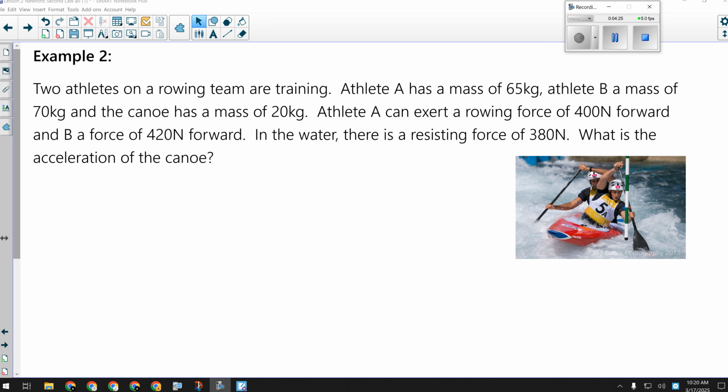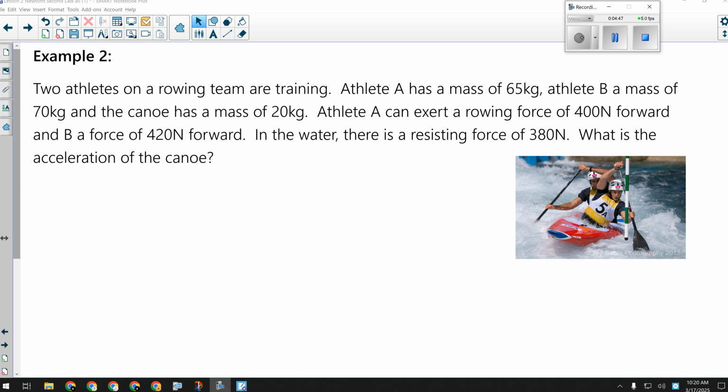So 2 athletes on a rowing team are training. Athlete A has a mass of 65 kilograms. Athlete B a mass of 70 kilograms. The canoe has a mass of 20. Athlete A can exert a rowing force of 400 newtons forward and B a force of 420 newtons forward. In the water, there is a resisting force of 380 newtons.